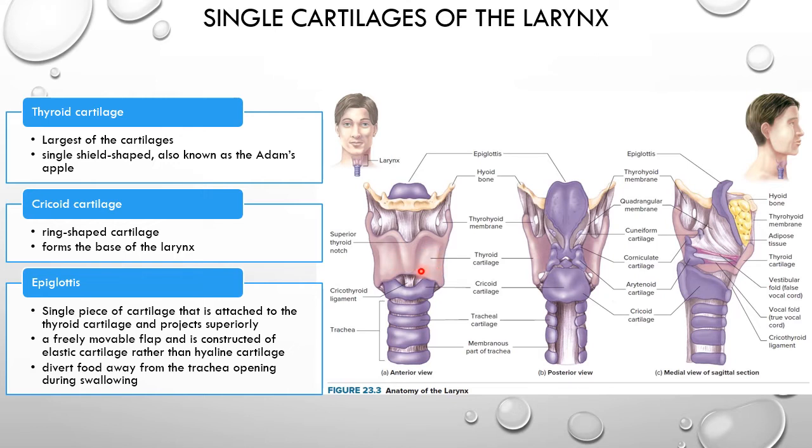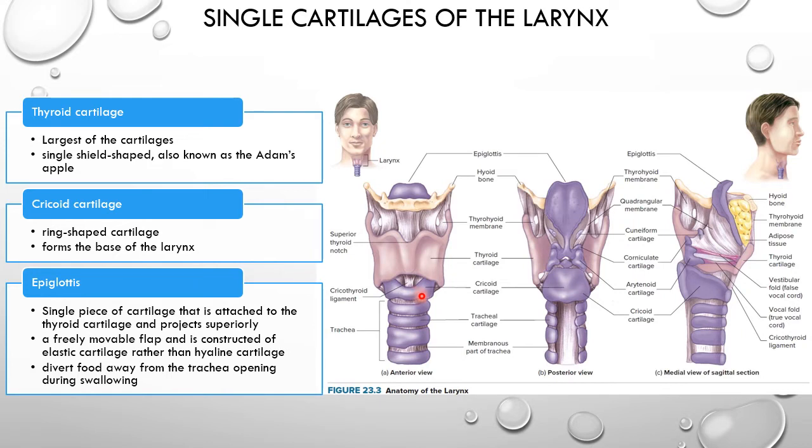Thyroid cartilage mo yan, no? Yung nakaprotrude dyan sa throat, usually prominent in male. Okay, so it's called your Adam's apple. Yung cricoid cartilage naman, this one, no, cricoid cartilage just beneath your thyroid cartilage. It's a ring shape naman, and it forms the base of the larynx. Okay, so nasa ilalim lang siya ng yung thyroid cartilage.